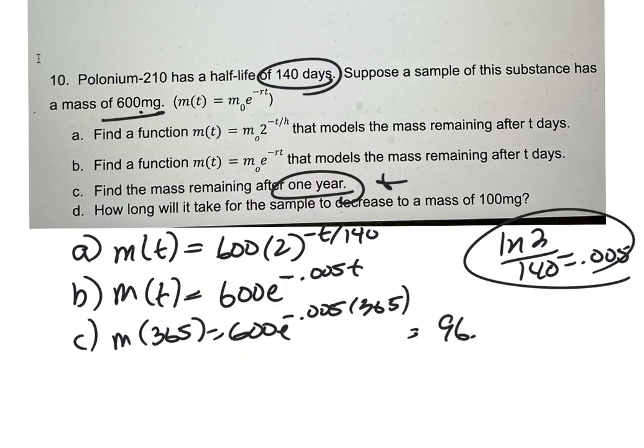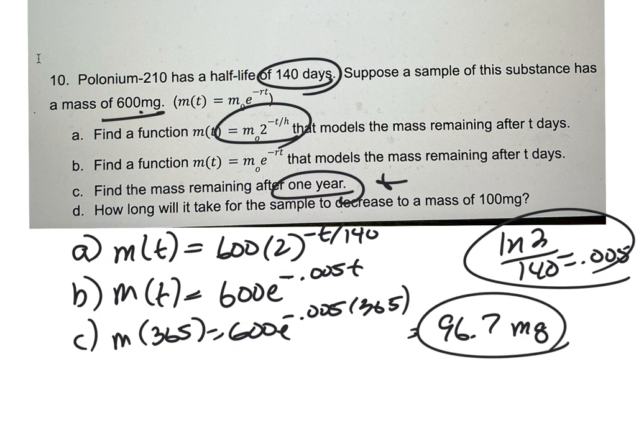Now, we'll say this. A few people in class today, and that's milligrams, I think, used the formula from part A for part C, and they got like 98 point something. That's a fine answer, too. Either way is good.